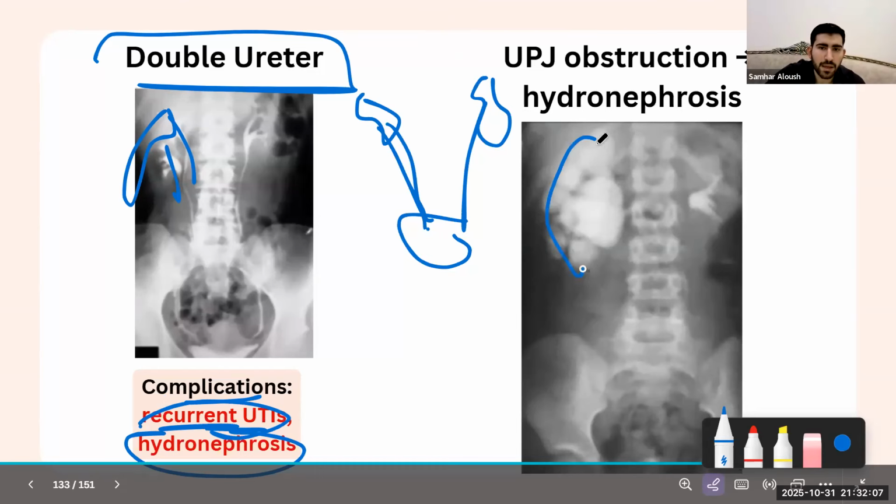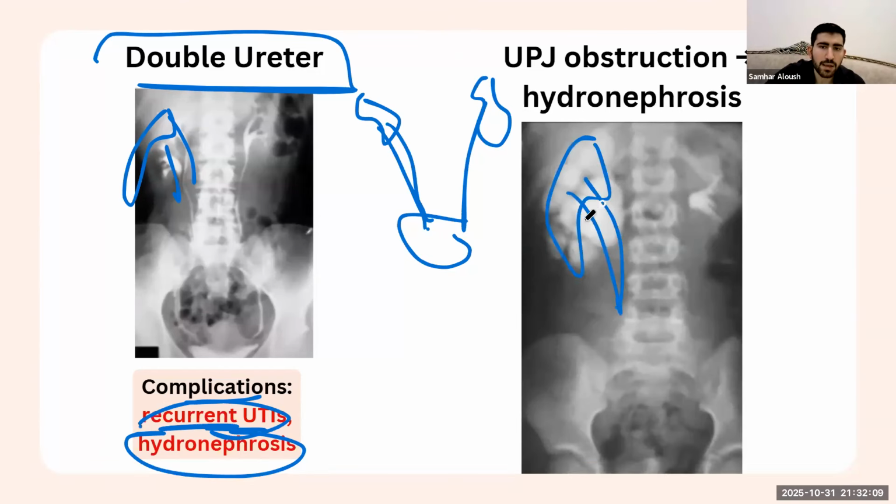Another thing, we have the kidney here and the pelvis. If we have a stone here blocking, we will have hydronephrosis. So this is hydronephrosis. Why? Because there is obstruction of the ureteropelvic junction, which is the junction between the ureter and the kidney. Okay, clear.